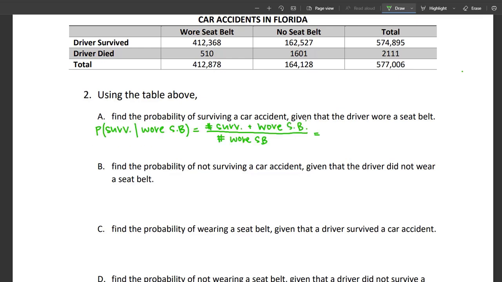So the number of people who survived and wore a seatbelt is 412,368. And then the number of people who wore a seatbelt is 412,878. So they want these answers as decimals. So we get 0.9987, and we're going to round it to 3 decimal places, so 0.999.